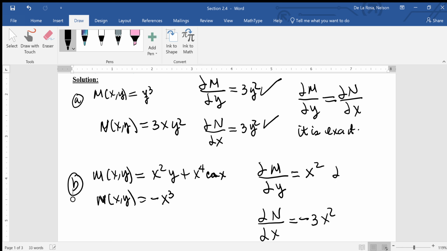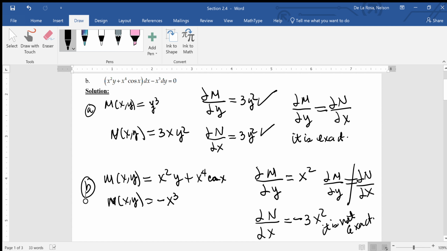So the derivative of M with respect to y is not the same as the derivative of N with respect to x. So the equation is not exact. The equation is not exact because the partial derivative of M with respect to y is not equal to the partial derivative of N with respect to x.